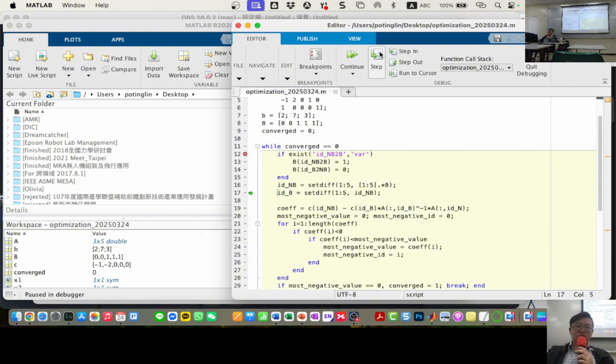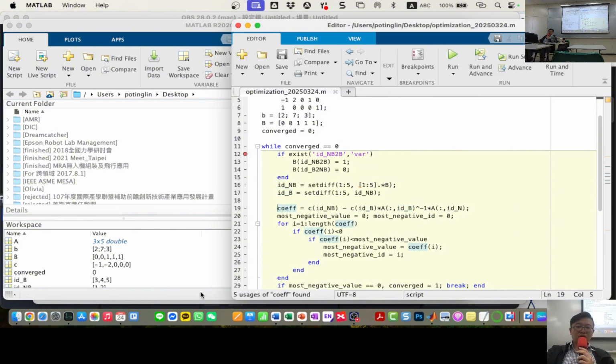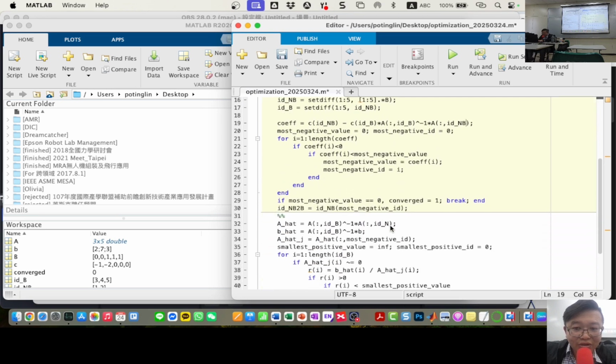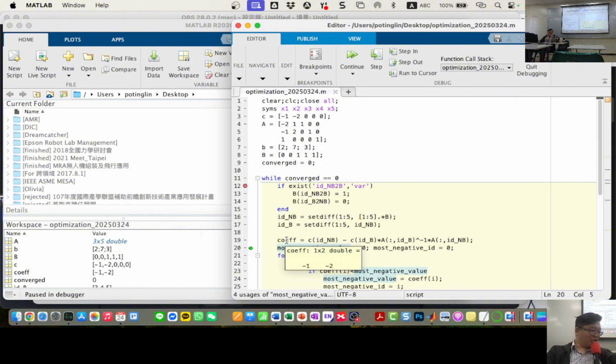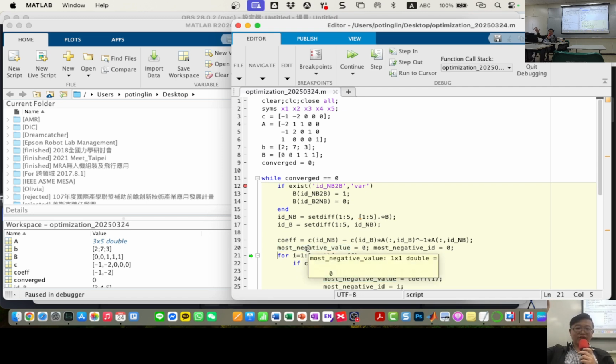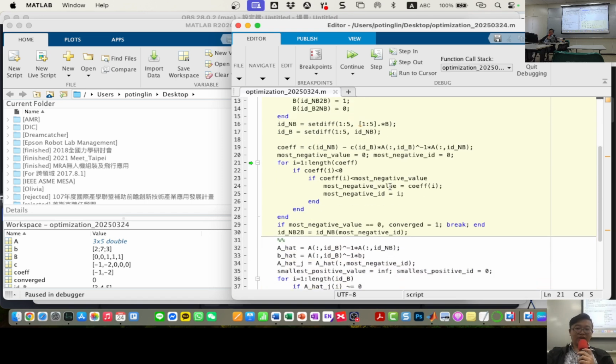Go. Coefficient. ID MB. Okay, go. Okay, coefficient. Like we did, -1 and -2. Correct. Done. And then most negative, I set it as 0. ID is 0. Okay, now check on every coefficient.